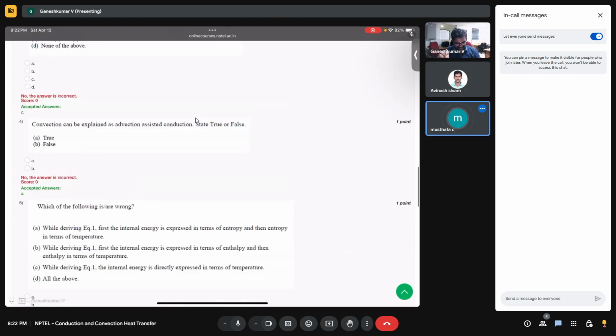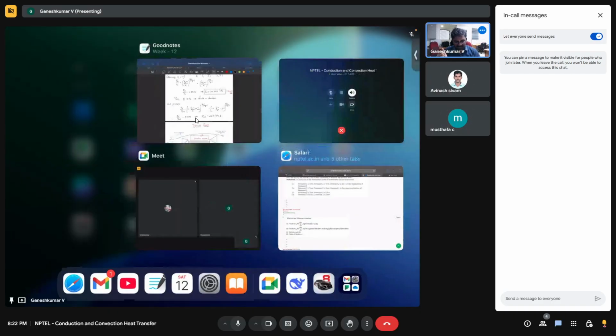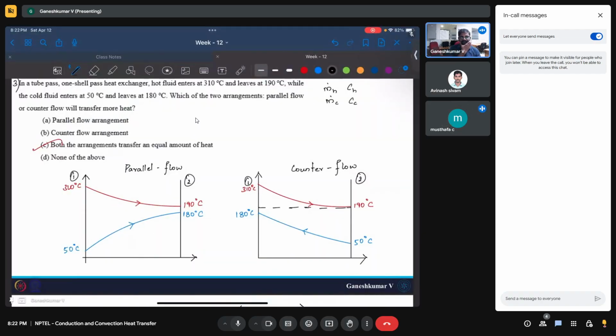So think a little bit before answering, because it's a multiple choice question. Even though we know the concepts, we might end up losing marks because of this. Which is unfair, but there is no other option. This is the only way we could conduct an exam.